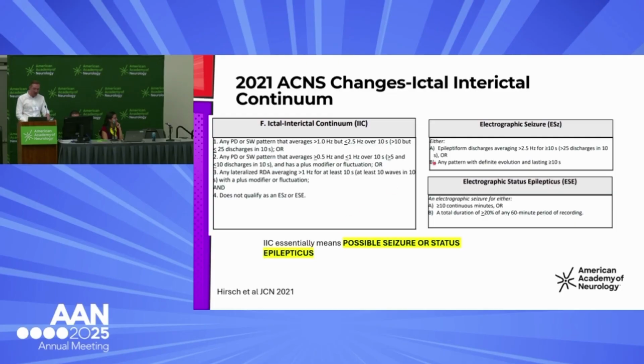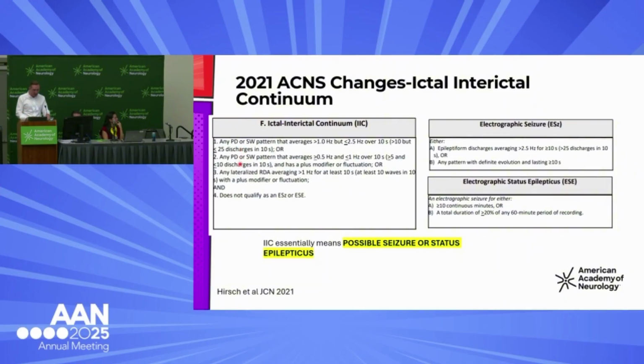And we already discussed what an electrographic seizure is, what an electrographic status epilepticus is. So that's the upper limit. It can't meet those criteria, because if it meets those criteria, we know what it is. So it's not quite there. But if you have a periodic or spike wave pattern that's over 1 hertz but less than 2.5 hertz, which would be the criteria for an electrographic seizure, and over 10 seconds, that's considered ictal interictal continuum.